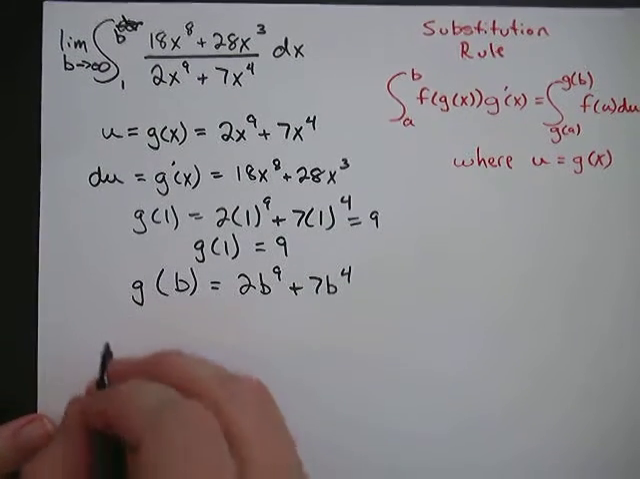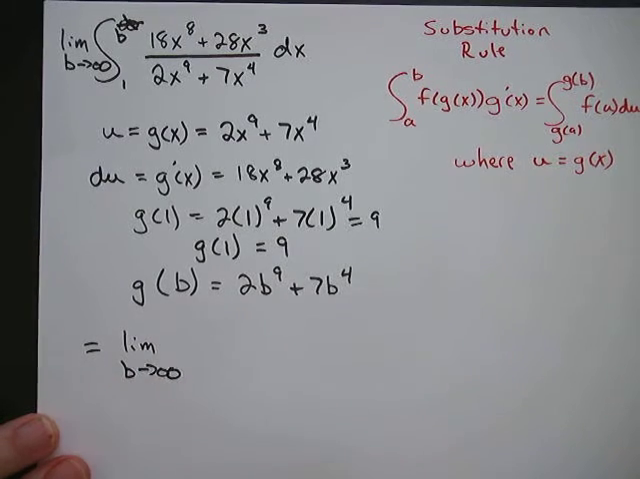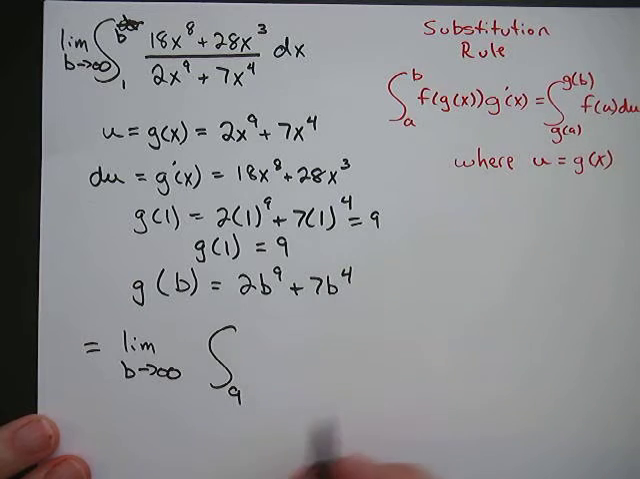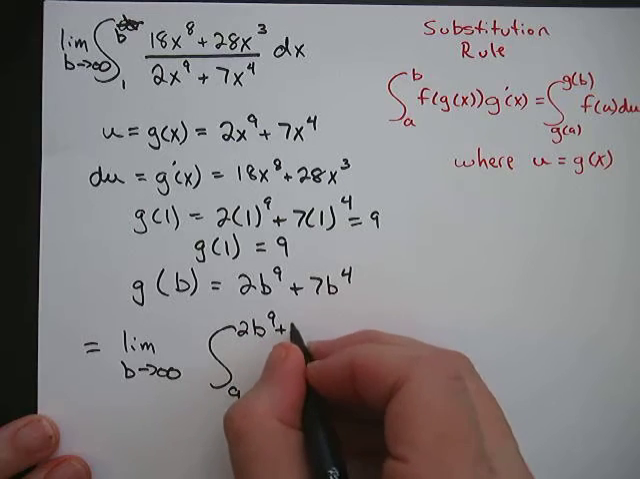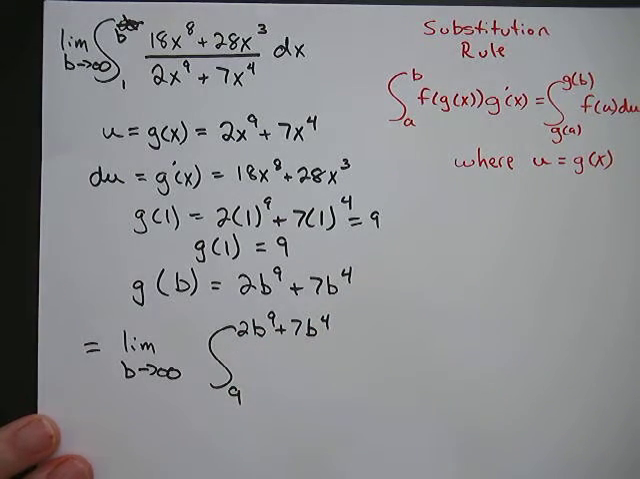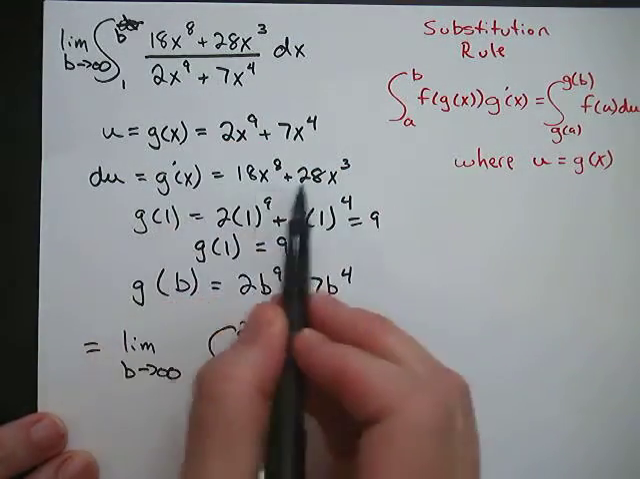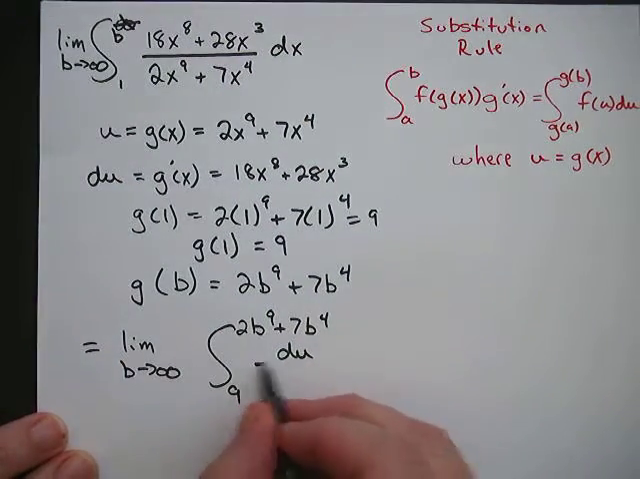So what that tells us is that we have the limit as b approaches infinity of the integral, and the bottom limit was 9. Remember, we're using this formula over here, g of a and g of b. And the upper limit was 2b to the 9th plus 7b to the 4th. On the inside, the top ended up being du instead of all this x stuff, and the bottom will be u.